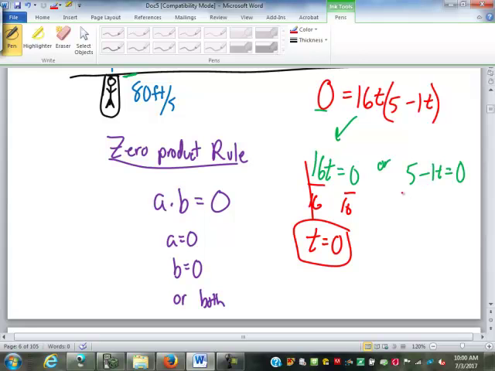Over here, I'm going to subtract 5. Negative 1t equals negative 5. Then I'm going to divide by the negative 1. t equals 5. He will come back down to the ground at 5 seconds. So, from ignition, you got 5 seconds to figure out how to land softly.